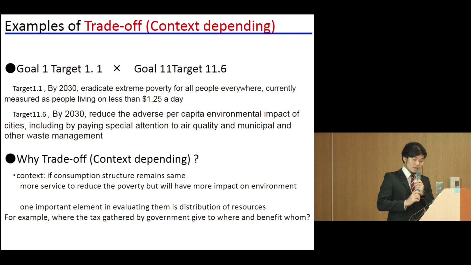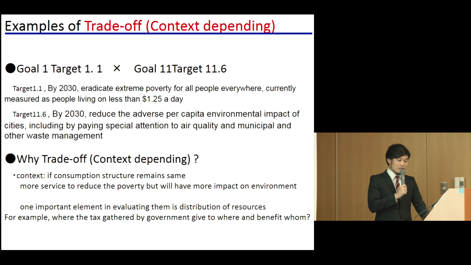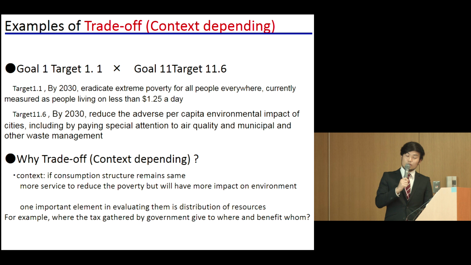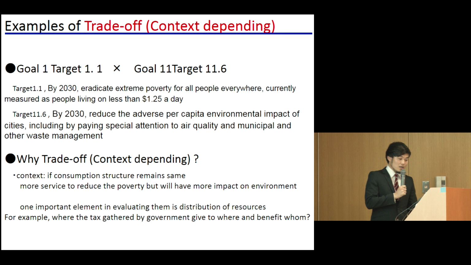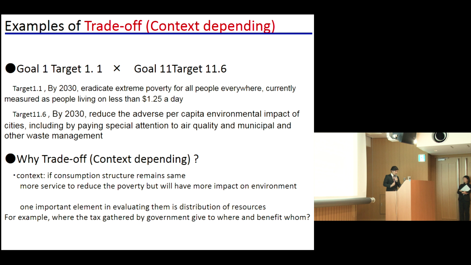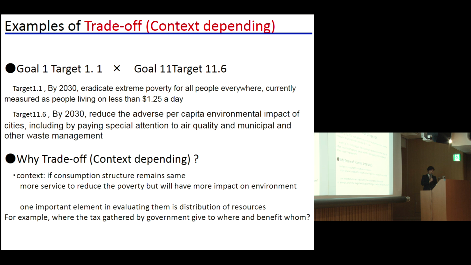And this is also context dependent, but we think target 1.1 and target 11.6 is a trade-off. Why do we think this is a trade-off? This is our context. If consumption structure remains the same, more service to reduce poverty will have more impact on the environment. And one important element in evaluating them is distribution of resources. For example, where the tax gathered by government goes and who it benefits. Like this, this is our opinion.